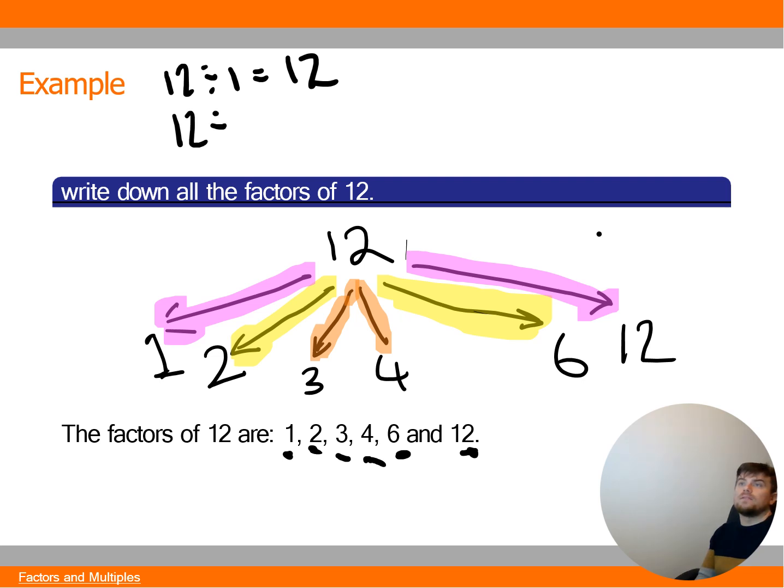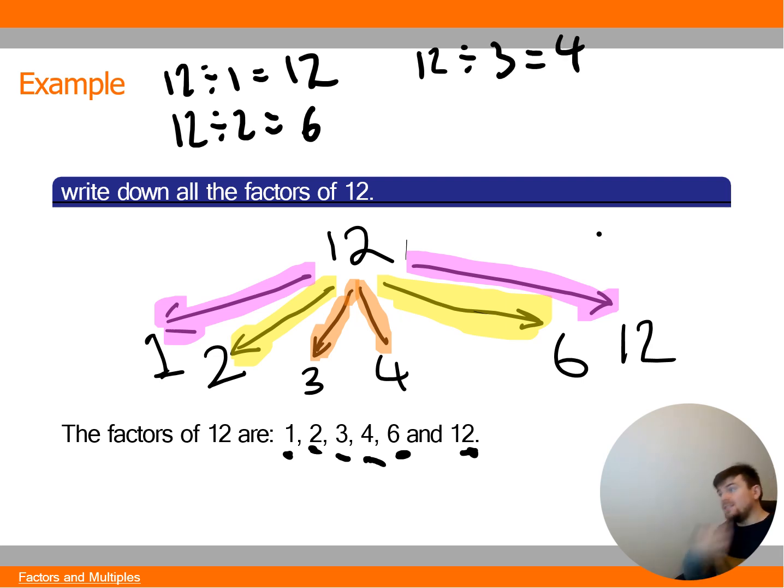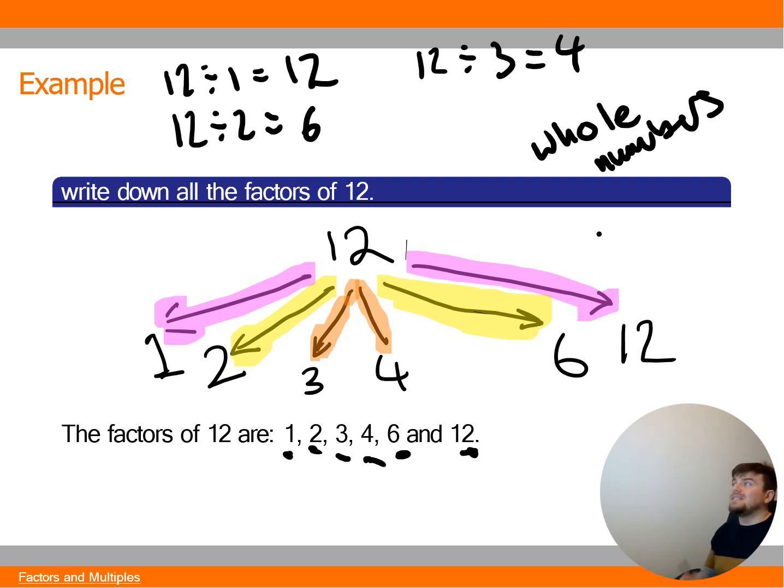12 divided by 2 equals 6. 12 divided by 3 equals 4. We can keep checking, and if they don't divide in and give a whole number, so these have to be whole numbers, which also are called integers. We also call these integers, but we'll discuss that more as we go through. If you've got any questions on that, do reach out to us.